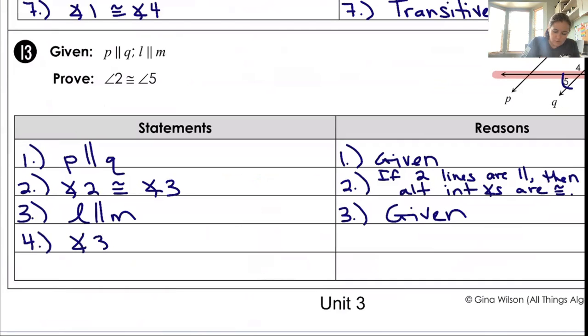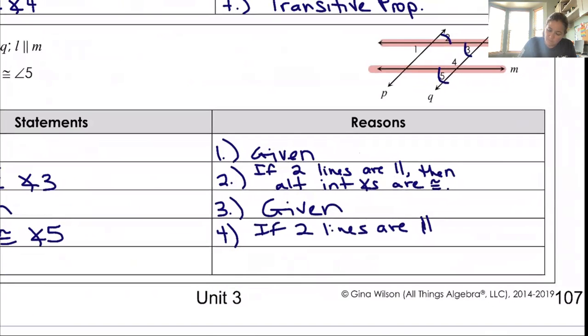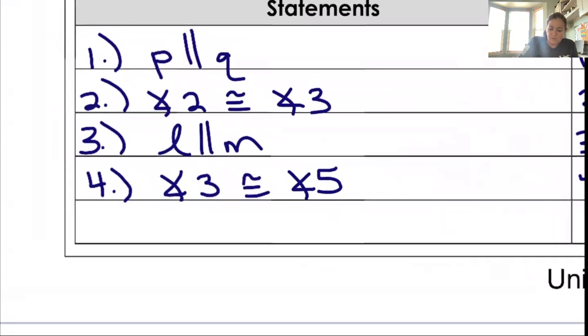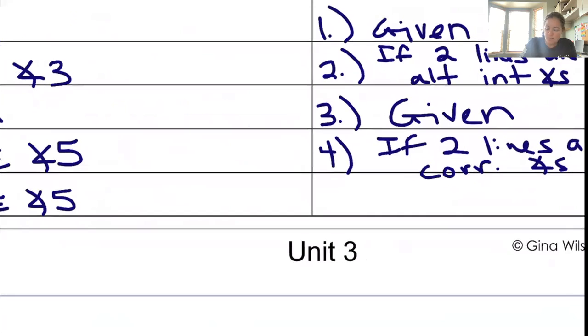Angle 3 is congruent to angle 5. Two lines are parallel, and corresponding angles are congruent. And then just like the last one, we now have a transitive property again. 2 is congruent to 3 from step 2, and 3 is congruent to 5 from this last step that we just did. So angle 2 is congruent to angle 5 through your transitive property.